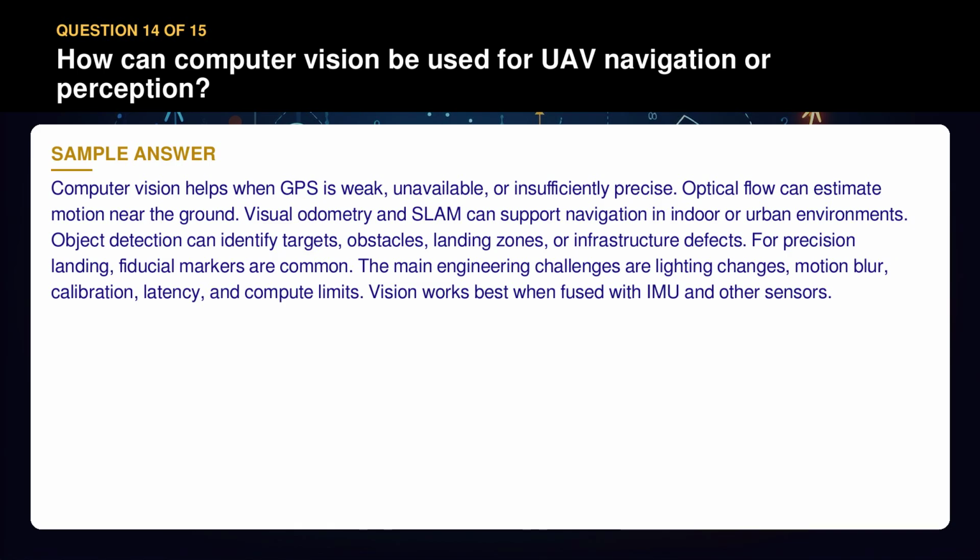For precision landing, fiducial markers are common. The main engineering challenges are lighting changes, motion blur, calibration, latency, and compute limits. Vision works best when fused with IMU and other sensors.